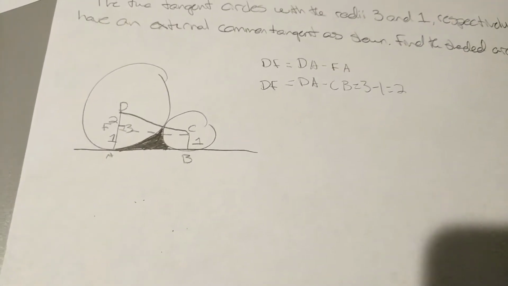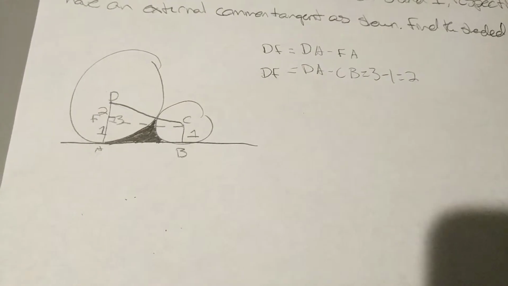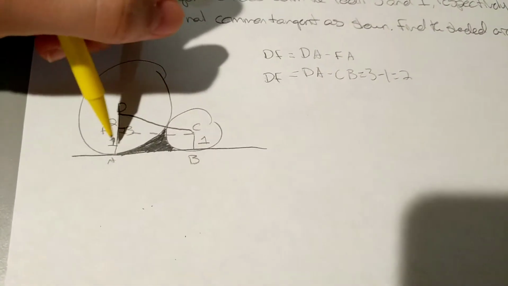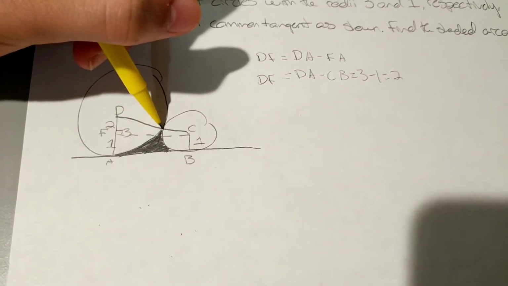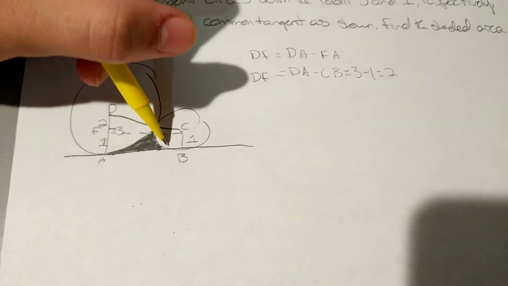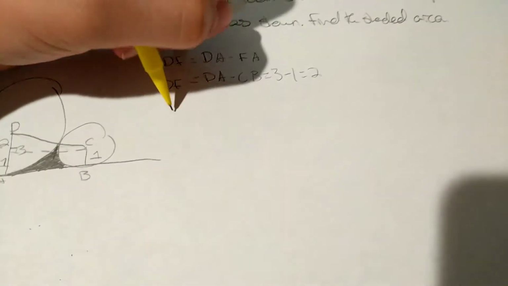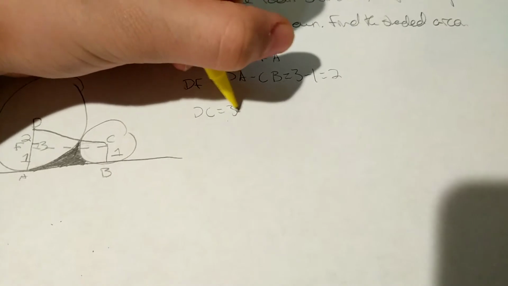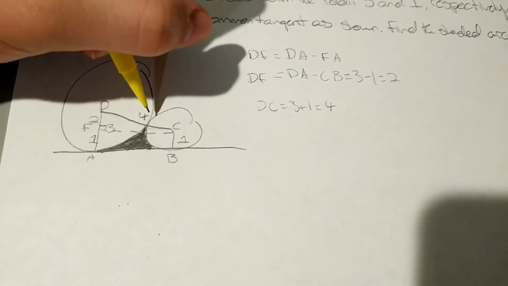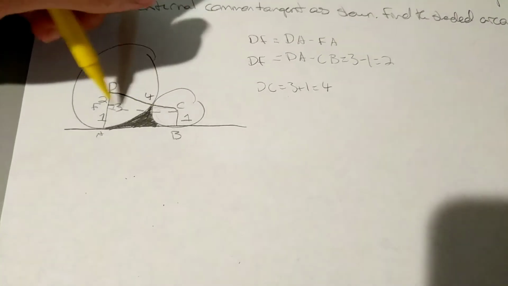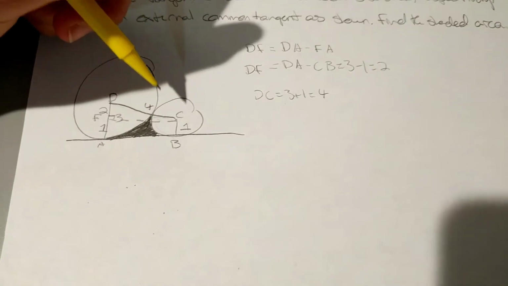Okay, so the next thing we can do is find the length of DC. This might look a little weird at first, but remember these are radii, so this length over here is 3, and if you move over that radius over here, this length is 1. So DC is equal to 3 plus 1, which is 4. So I'm just going to go over and label that. Now, it's an important thing to notice that DCF is a 30, 60, 90 triangle.